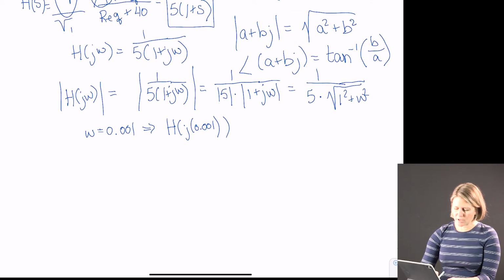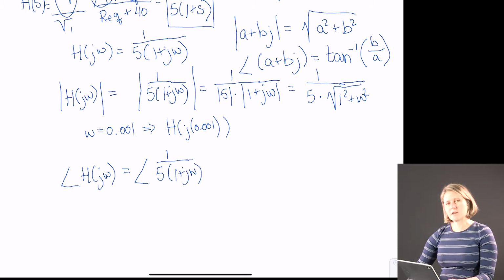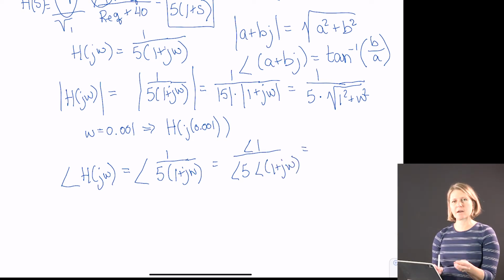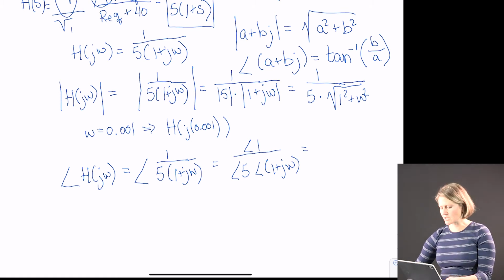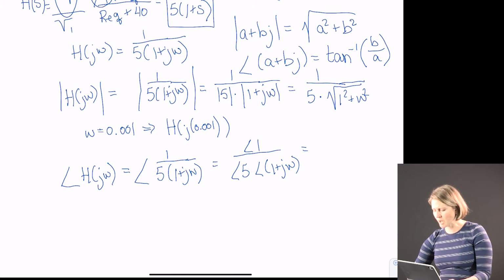The other component that we're interested in is the phase. So looking at the phase, we're going to take the phase of H(j omega), the phase of the whole equation. We would take the angle of 1, which is a real number, so that's going to be 0, the angle of the 5, and then the angle of 1 plus j omega. We recall that when angles are multiplied, they add together. And angles on the denominator of an equation become a subtraction. So we would take the angle of 1 minus the angle of the 5 minus the angle of 1 plus j omega.